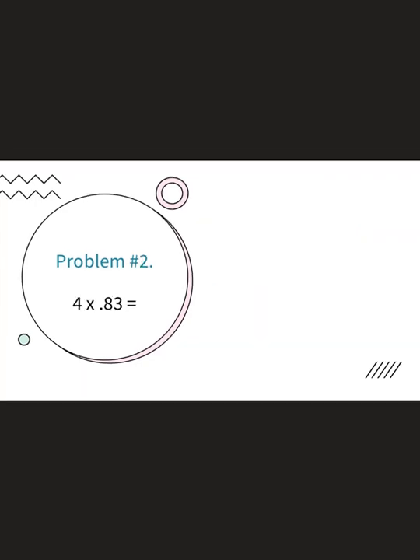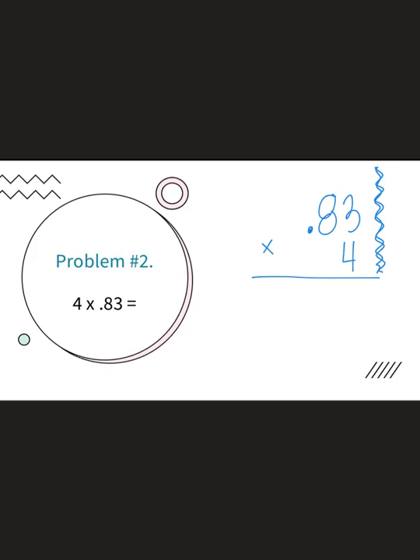All right, problem number 2, 4 times 0.83. So this is one of the instances where you don't worry about lining up your decimals. So I'm going to put my 0.83 on the top times 4. And notice how I put my 4 right under my 3, because we need those numbers to be all the way on the right-hand side. Okay, we want to line them up all the way on the right.